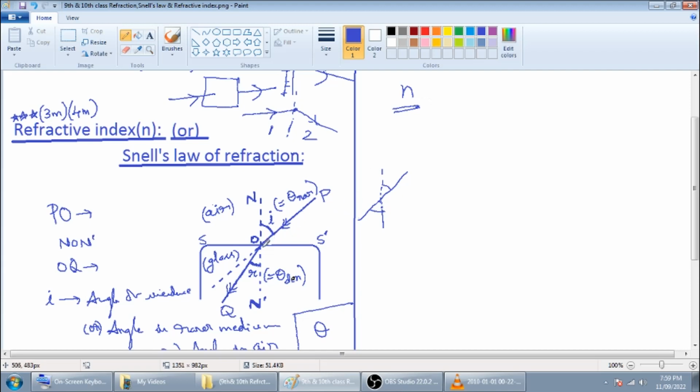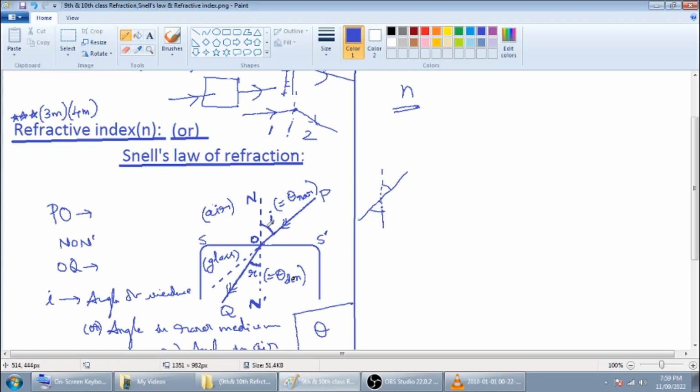Now for example, light is bending more. Imagine that in the denser medium light is bending more, a larger amount of refraction is taking place. Why is bending taking place? Because of the change in velocity of light. So what is happening to the velocity of light?